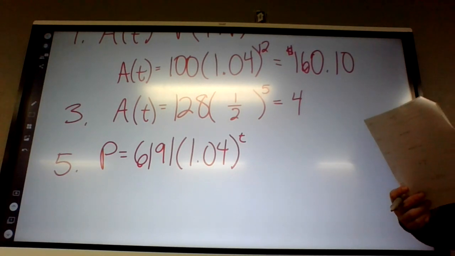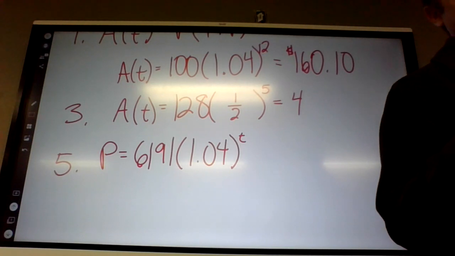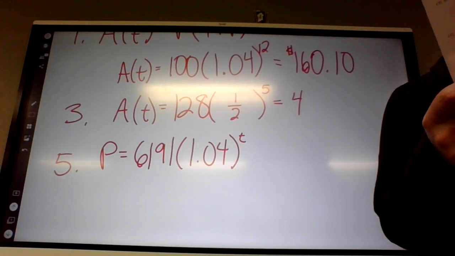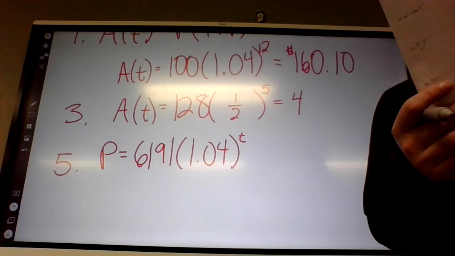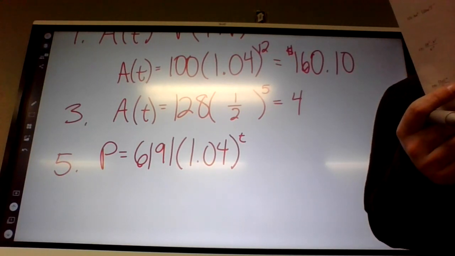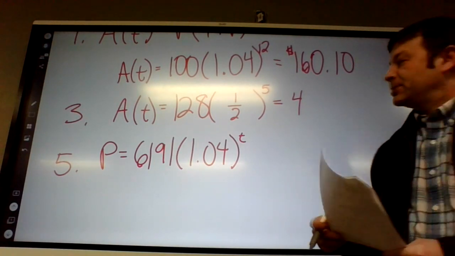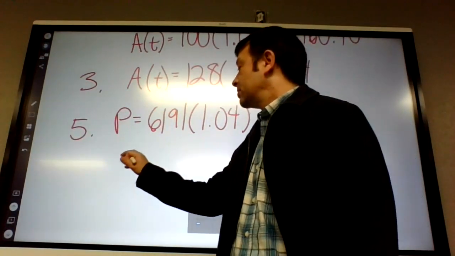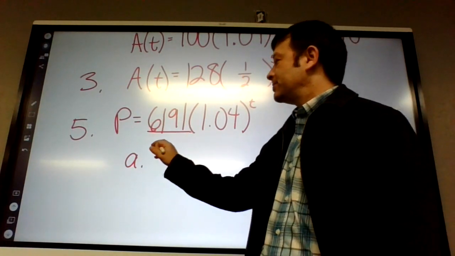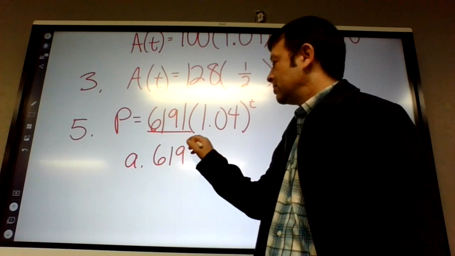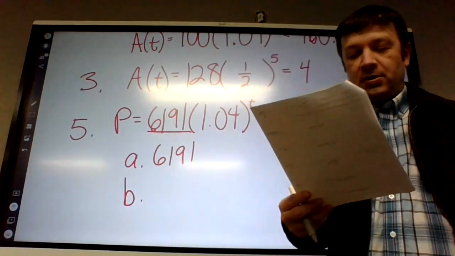Okay, so it says this formula is the population of Winnemucca starting in 1990. Basically, it's from 1990. So what is the population it must have been in 1990? Yeah, it's the starting amount, 6,191.